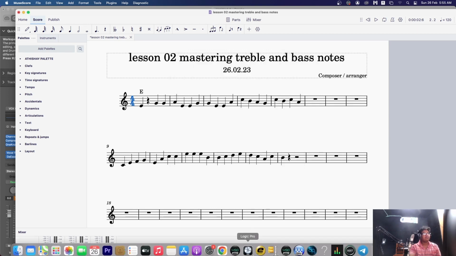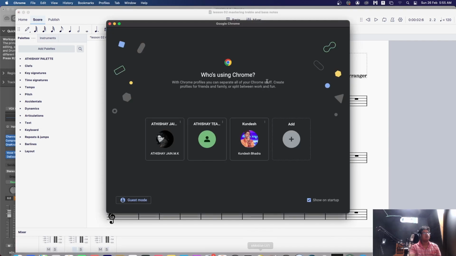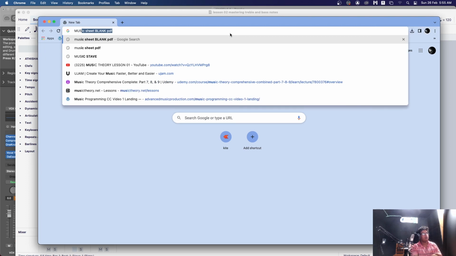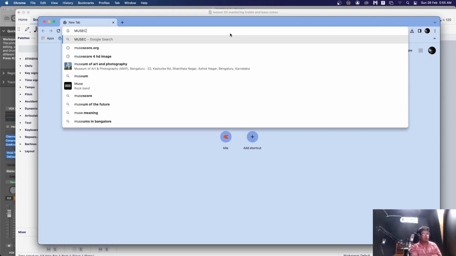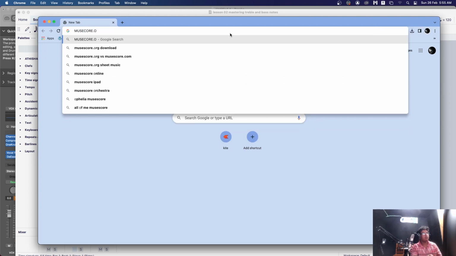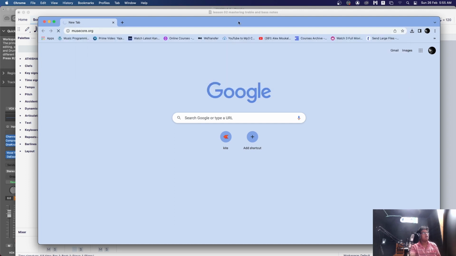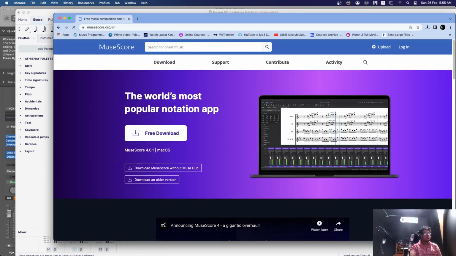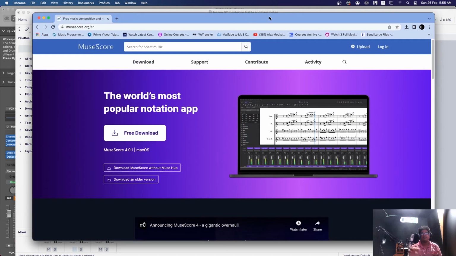So the official website is MuseScore.org. So you can just Google it and you can find the website. So this is the website. It's a free software. You can download it. You can install it. It's very awesome.